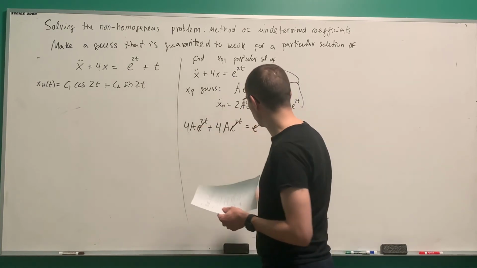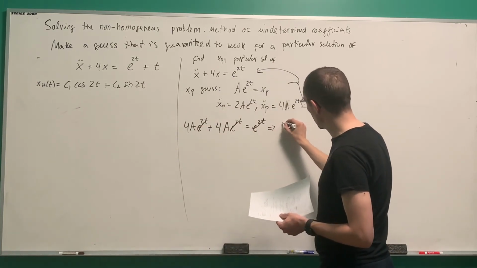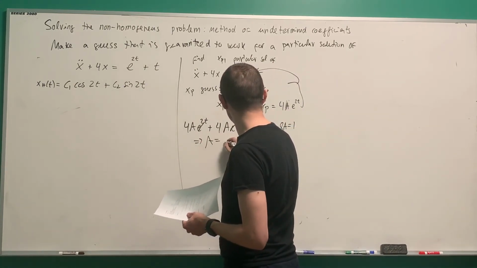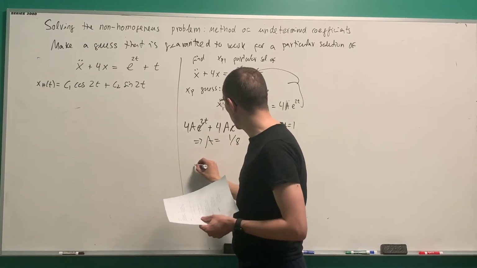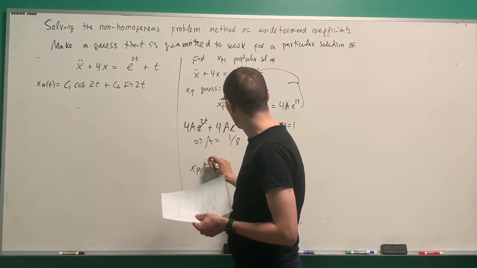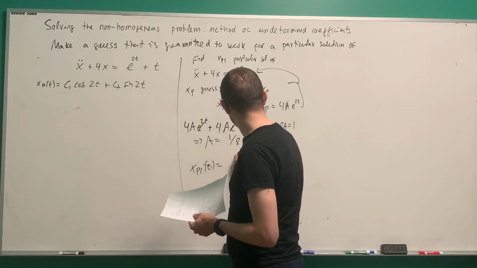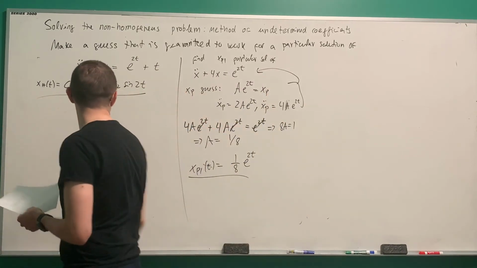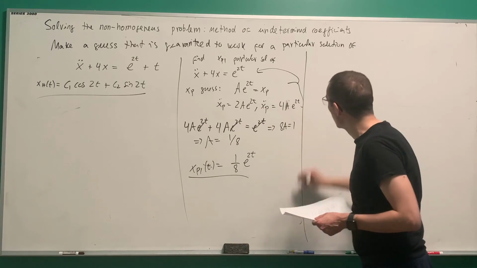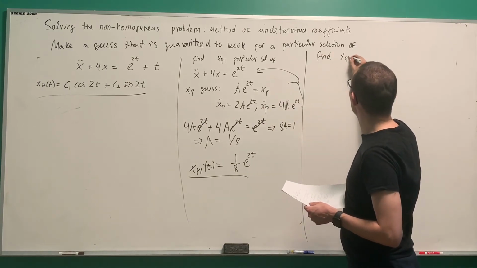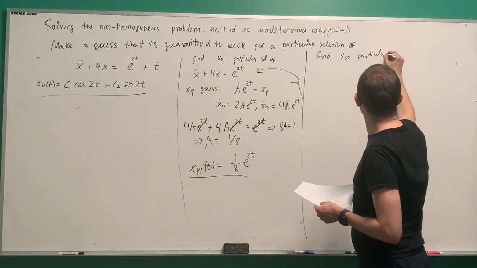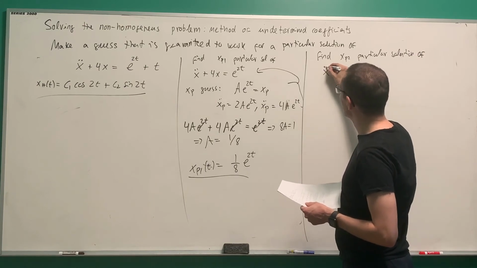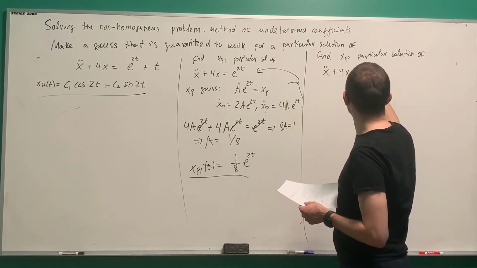The exponentials cancel everywhere. So what I'm left with is that 8a is equal to 1. So I found that a is equal to 1 over 8. That's nice. So xp1 of t is equal to 1 over 8 e to the 2t. Nice. We have one of the ingredients. Another ingredient, we need the second ingredient. So let's find xp2, a particular solution of x dot dot plus 4x equals t.